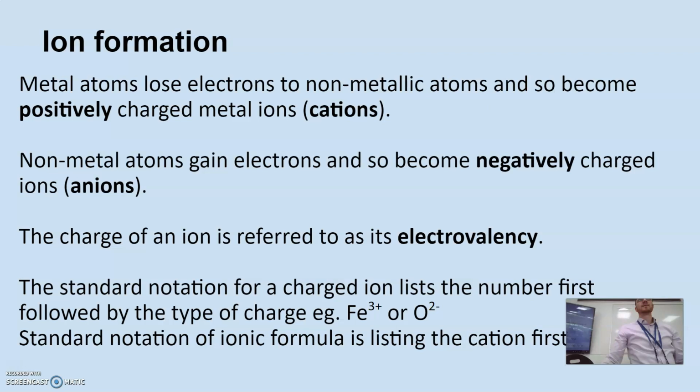The charge of the ion is referred to as its electrovalency. You don't get an electrovalency table in year 11. You do not get the ion table in year 11. You remember the common ions. Standard notation is you list the cation first in the formula. So iron(III) oxide would be Fe2O3 as our example.